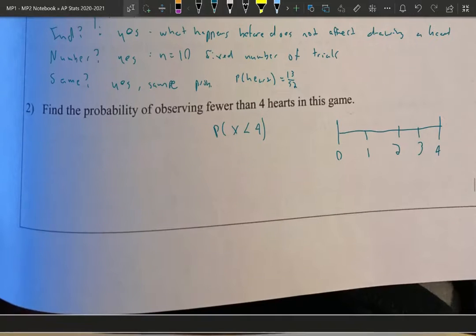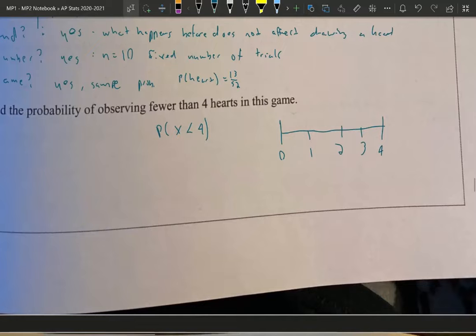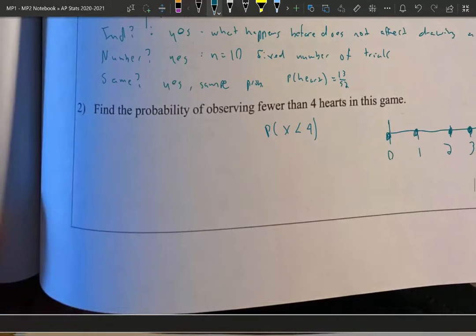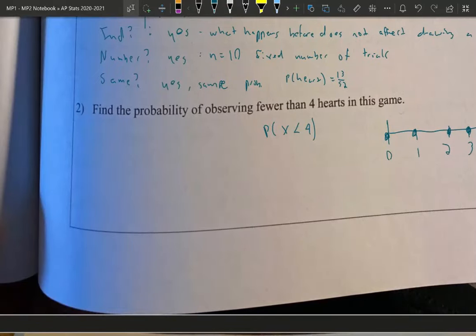Find the probability of observing fewer, part 2. Find the probability of observing fewer than 4 hearts in this game. Okay, so this is a binomial situation. Now, fewer than 4. That's the probability that X is less than 4. I always think a good way of doing this is looking at a number line. So less than 4, that could be 3 hearts, or 2 hearts, or 1 heart, or 0 hearts that you observe. So right here, remember, we have 2 options, binomial PDF or binomial CDF.